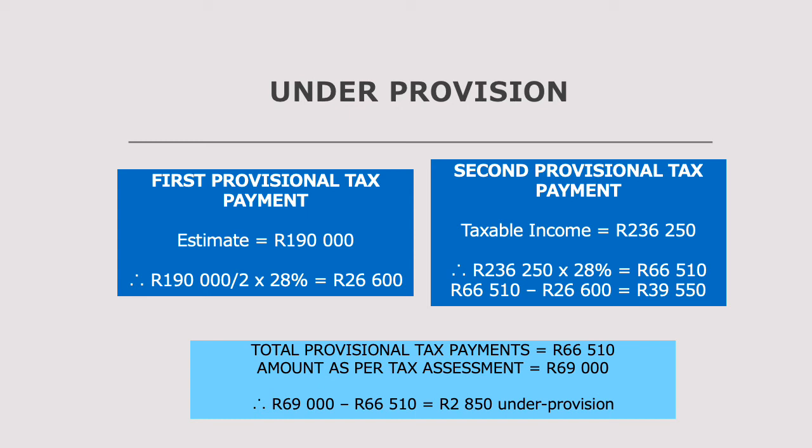So the first provisional tax payment was based on a taxable income estimate of 190,000 Rand. Now that first provisional tax payment will be half of the total provisional tax payment. So if you take your estimate and you divide it by 2 and then multiply it by 28%, you then get the Rand value of the first provisional tax payment to be 26,600 Rand. We then go and work out what the second provisional tax payment is.